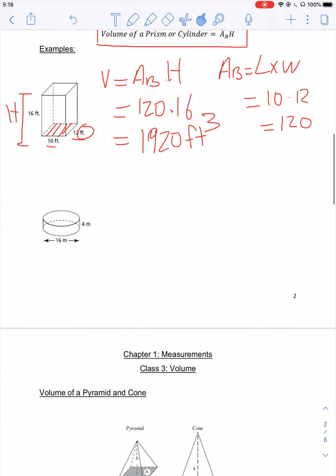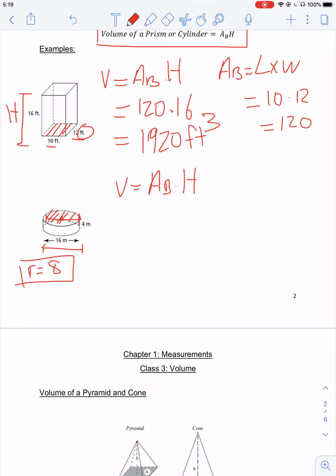So for the second question, it's a cylinder. When you have a cylinder, your base will always be a circle. So this is your base. It's the same formula: volume equals area of base times height. Now this 16 over here is your diameter, so 16 is the diameter of the circle. That means your radius, which is half, has to equal 8. So we're going to make use of this fact. Area of base, because it's a circle, is just pi r squared.